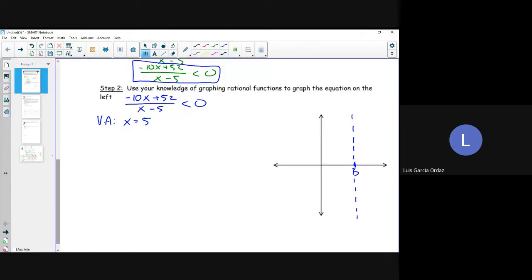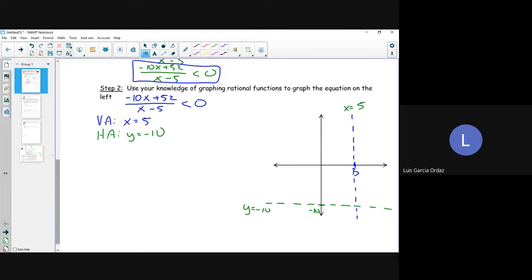Based off the degree of our numerator and denominator, we also have a horizontal asymptote. Since the degree of the numerator and the denominator is the same, what would our horizontal asymptote be if we took the ratio of the leading coefficients? y is equal to negative 10. So we have y equal to negative 10 as our horizontal asymptote, and x equal to positive 5 as our vertical asymptote.